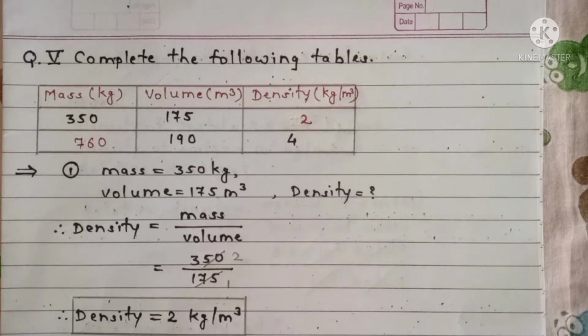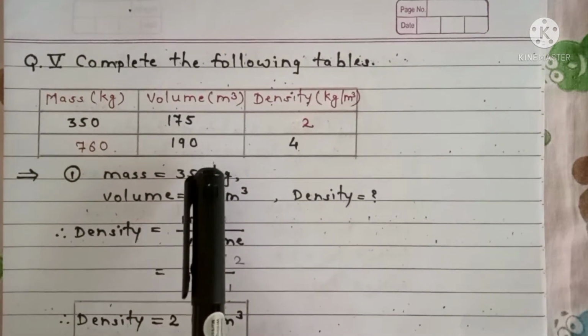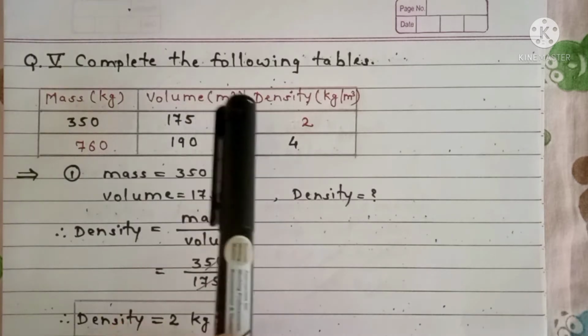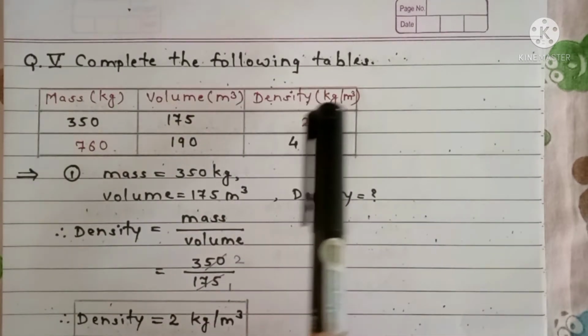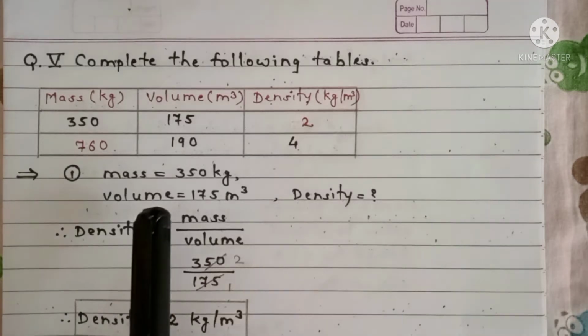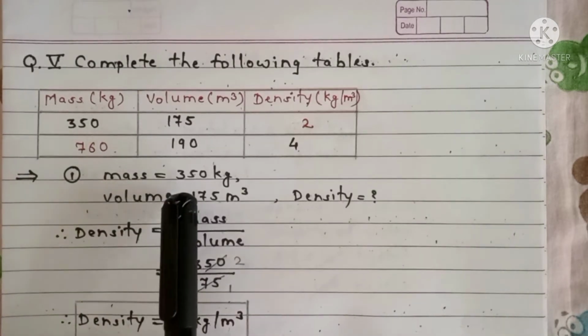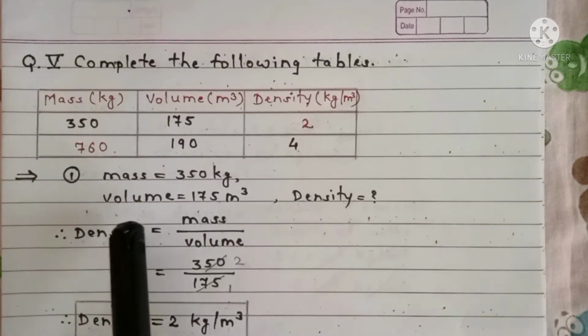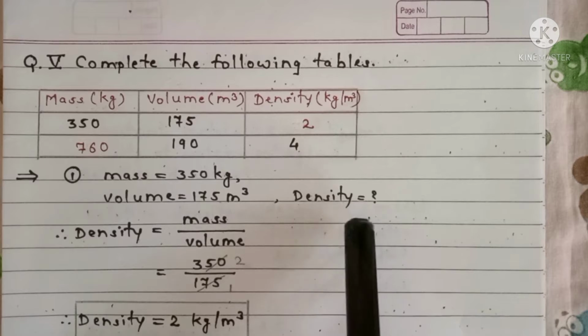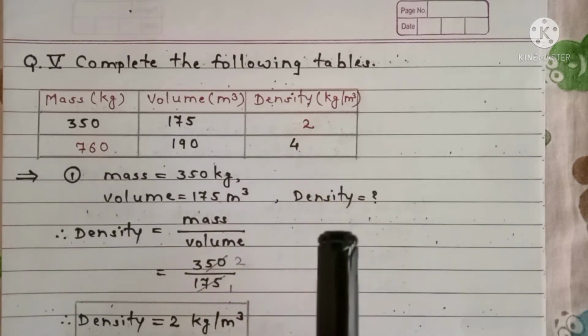In chapter number 3, in the exercise, question number 5 is given. Complete the following tables. Let us see this table first. In this, mass is given in kilogram, volume is in meter cube, and density is given in kilogram per meter cube. In the first example, mass is given, that is 350 kilogram. Volume is 175 meter cube, and we have to calculate density.